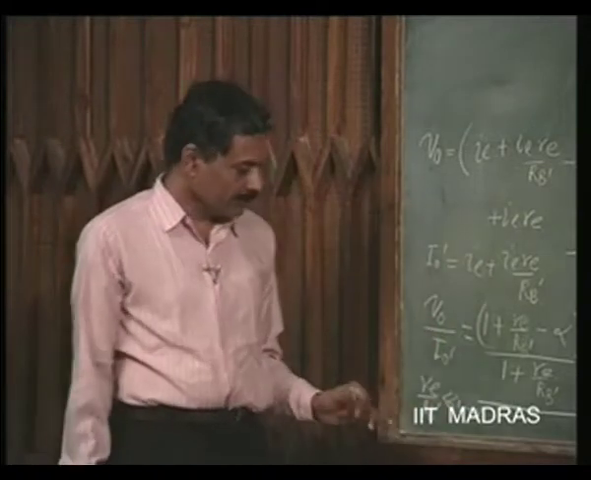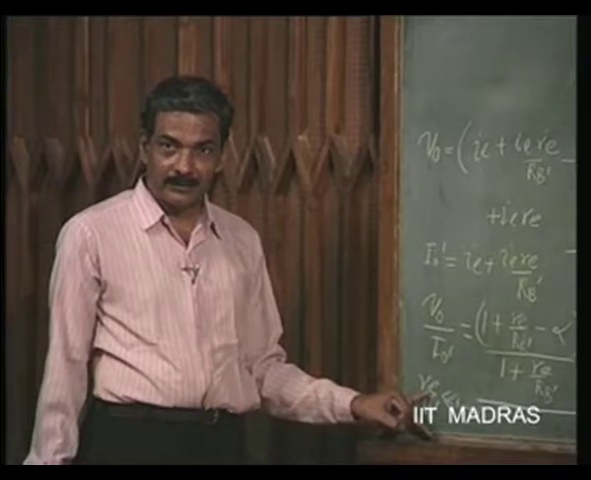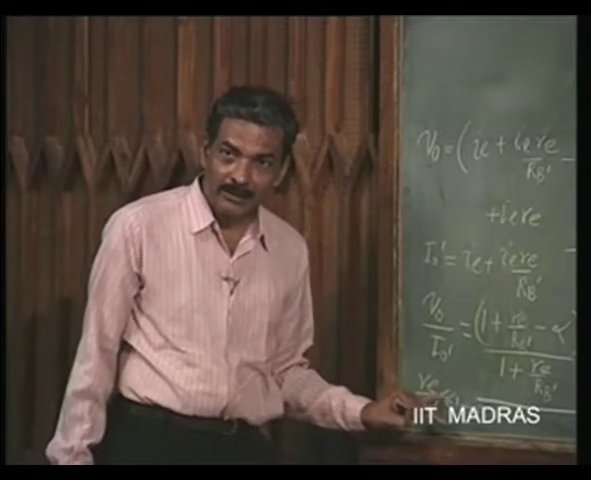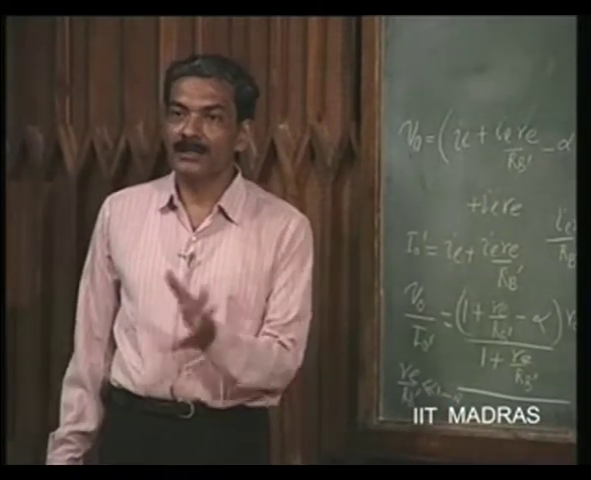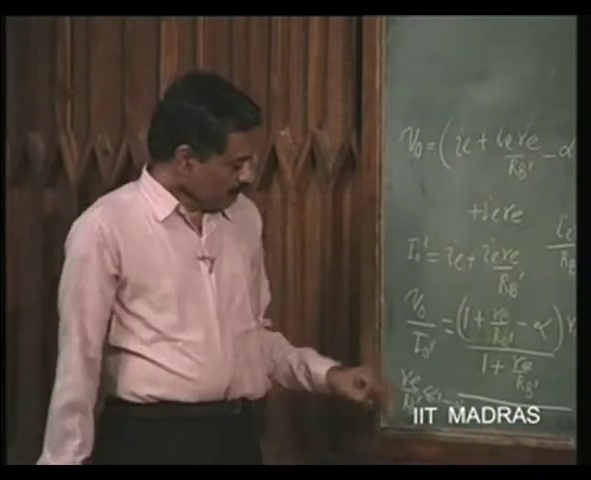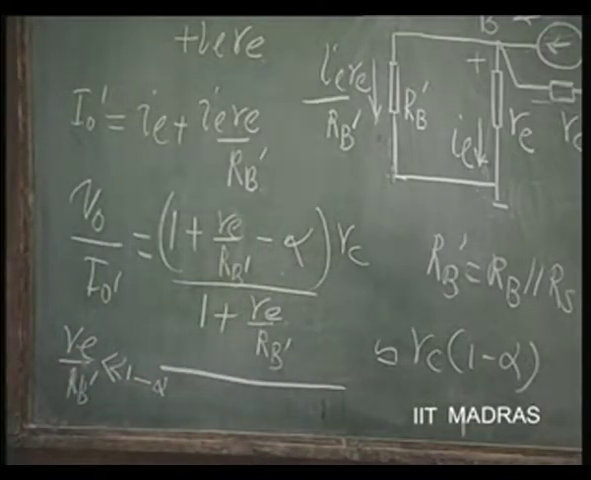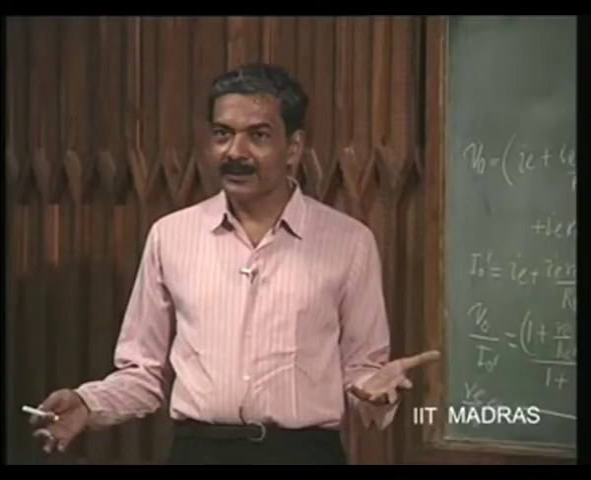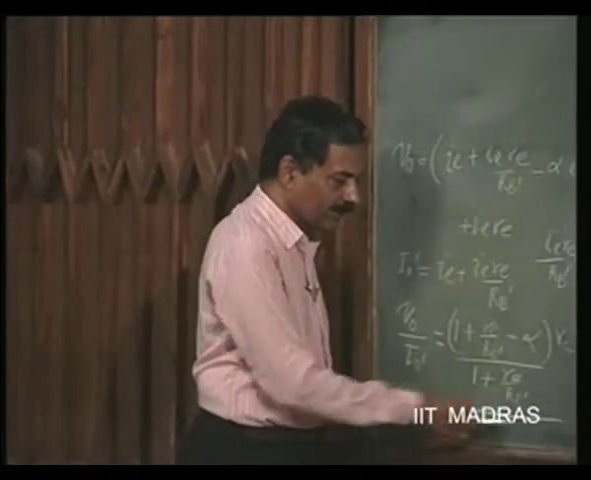Again, if you have a resistance in series with the emitter, you will put this as R E plus capital R E by R B dash. If it is much less than 1 minus alpha, it is called common emitter configuration. If this is much greater than 1 minus alpha, then it is called common base configuration. If it is not negligible either way, then it is a general configuration, where the output impedance is always equal to this.